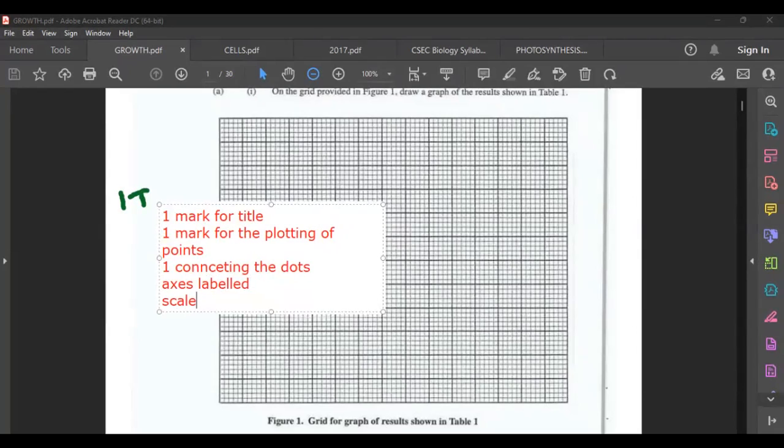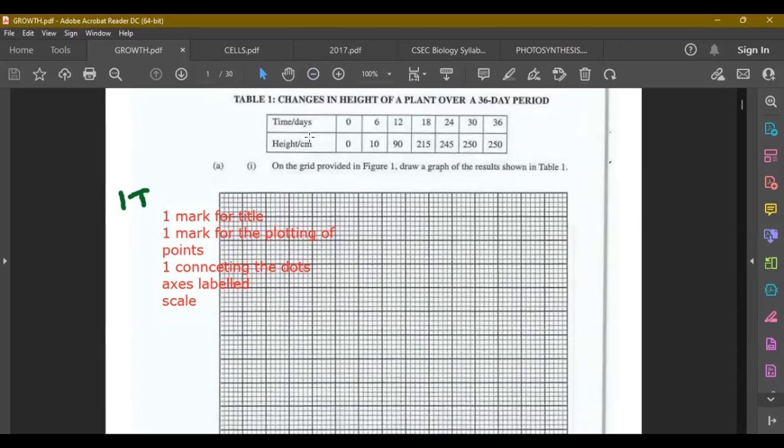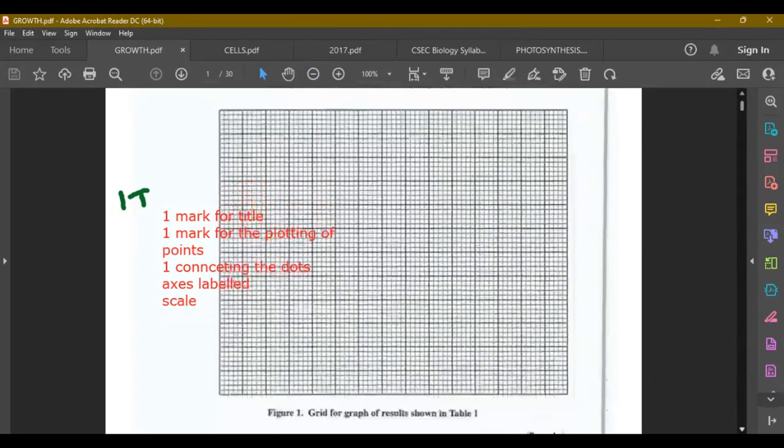If they give you two types or 2 different data to plot, then yes, you need a key. In this example, you only got 1, which is the height of a plant, not more than 1 plant. So this is just 1 data type, so you would not need a key for this. Okay? Yes, ma'am.